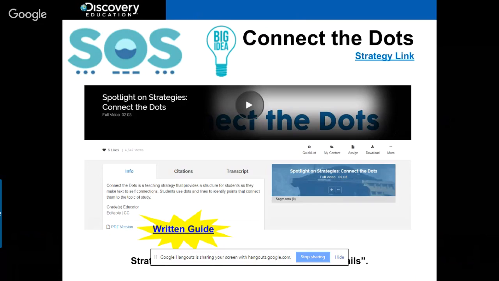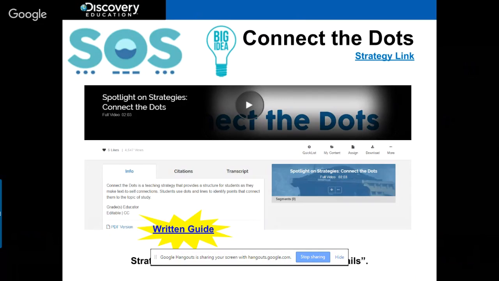So the first strategy I'm going to feature today is called Connect the Dots. On these slides, I've also included the strategy link as well as the written guide. Connect the Dots is a teaching strategy that provides a structure for students as they make text-to-self connections. Students use dots and lines to identify points that connect them to a topic of study. In order for new information to make its way into long-term memory, students must be able to answer 2 important questions. Does this make sense? And does this have meaning?